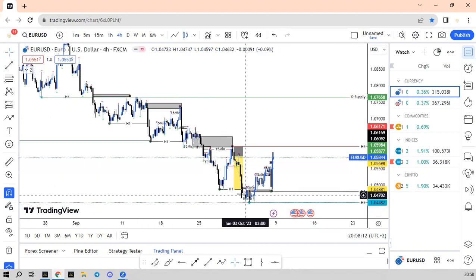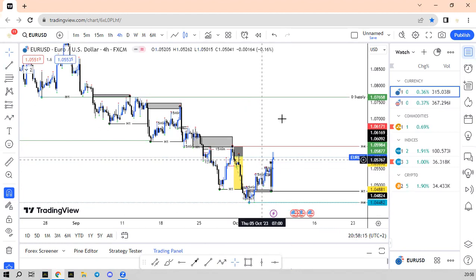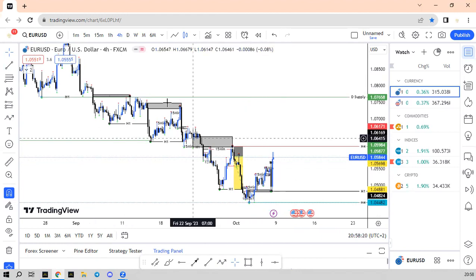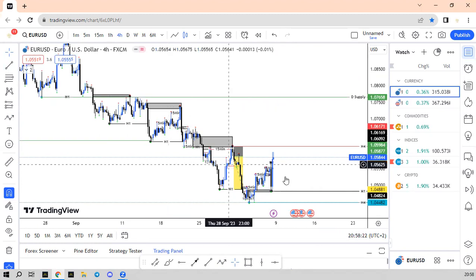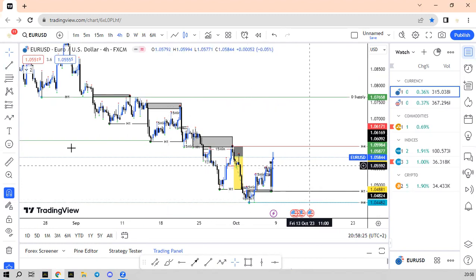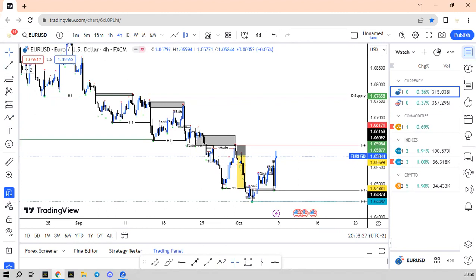So we've established a new low. On smaller time frame, I'm gonna counter buy this trend, because we've just established a new low.